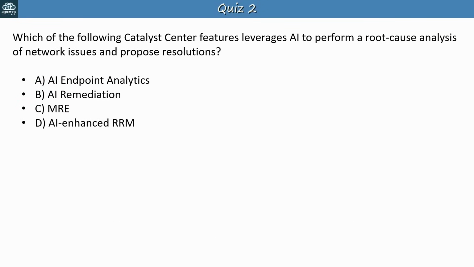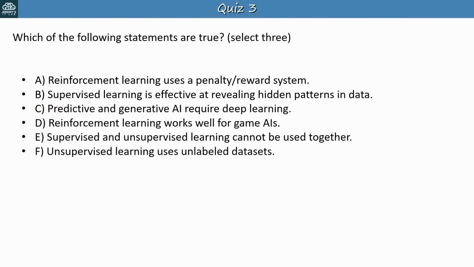Here's question 2. Which of the following Catalyst Center features leverages AI to perform a root cause analysis of network issues and propose resolutions? Pause the video now to think about your answer. Okay, the answer is C, MRE, which stands for Machine Reasoning Engine. MRE leverages AI to perform root cause analysis of network issues and propose resolutions. It can also take automated corrective actions to resolve issues without human intervention. Okay, next question.